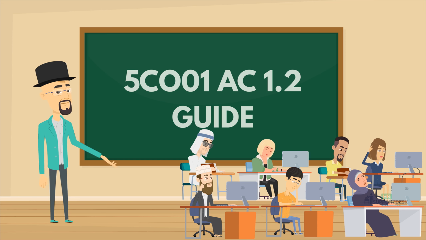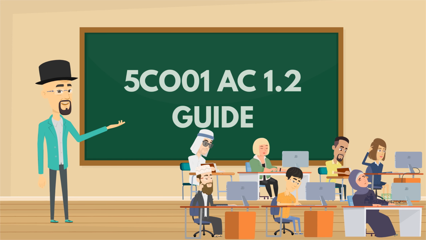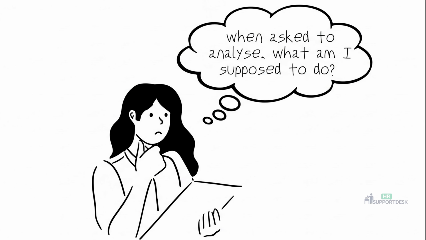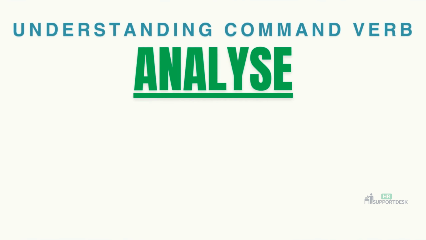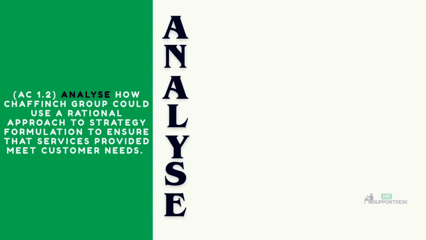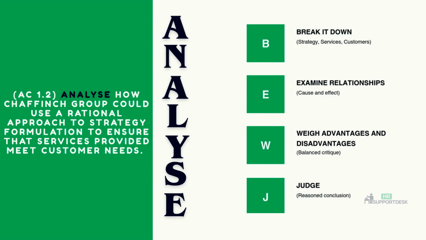experiences. However, when CIPD learners struggle to answer AC1.2, it's rarely because they lack knowledge of strategy. More often, they fail to analyze the connections between strategy, services, and customers. So the real question becomes, what should you actually do when you're asked to analyze? To address the command verb properly, the goal is to break the topic into parts and examine each part with critical thought and judgment. Remember, you are not required to list or describe models here, but to explore how the main ideas are related and why they matter.